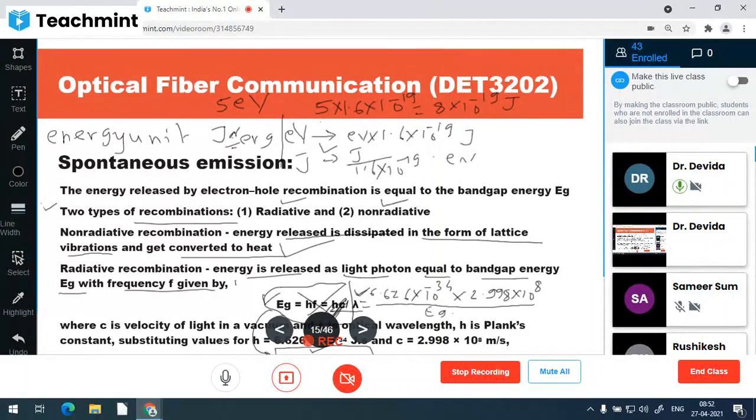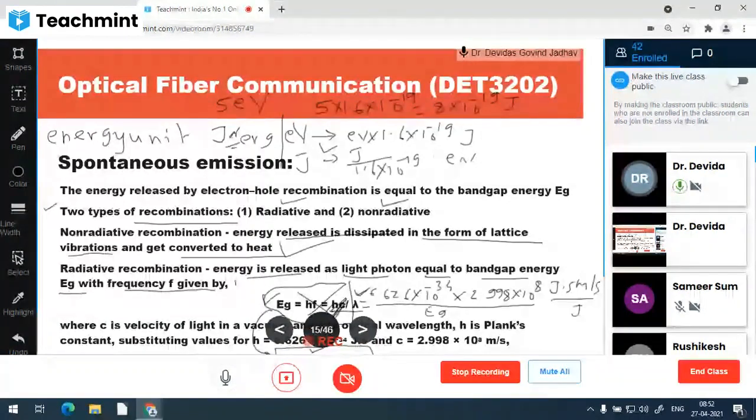Now suppose we have to substitute this 5 electron volt as it is into the formula. But if you substitute 5, the calculation goes wrong, because in this formula lambda equal to hc upon Eg, h is in joule second, c is in meters per second. So this is joule second, meters per second, isn't it? So we have to take this Eg also in joule, isn't it?